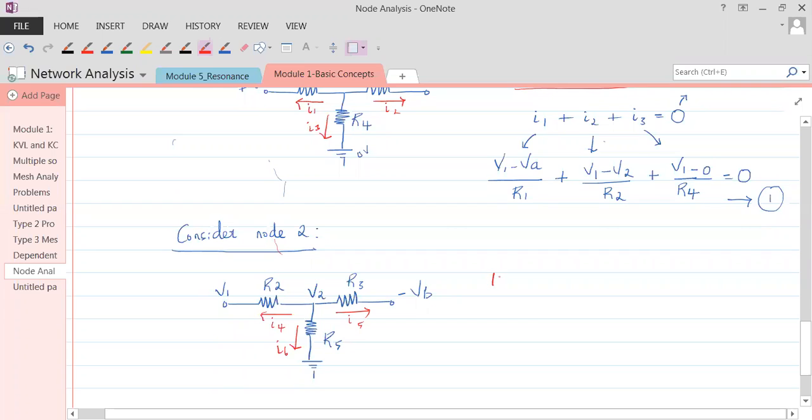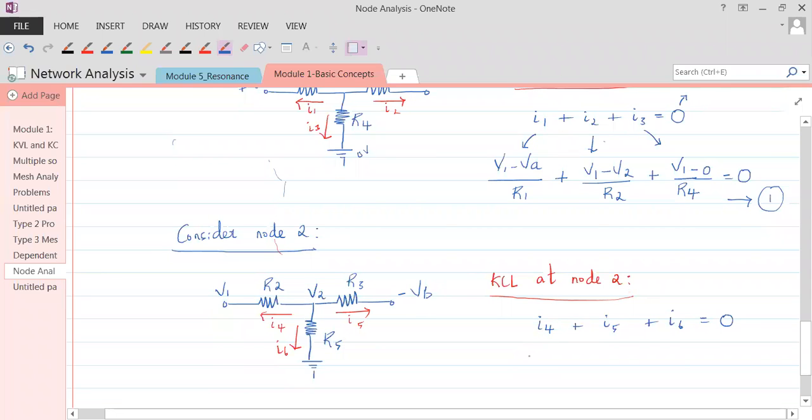So we are applying KCL at node 2. It's not KCL at V2, we are applying KCL at node 2. How many branches? Three branches. How many currents? Three currents. How many entering? How many leaving? All are leaving currents. That's why the sum of the leaving currents is equal to 0. So KCL at node 2 very clearly says that I4 plus I5 plus I6, the sum of all of these, would be 0.